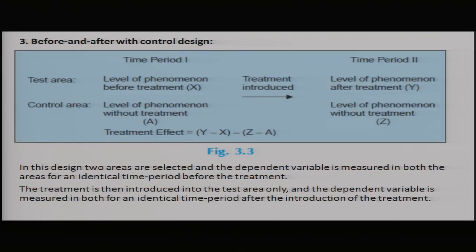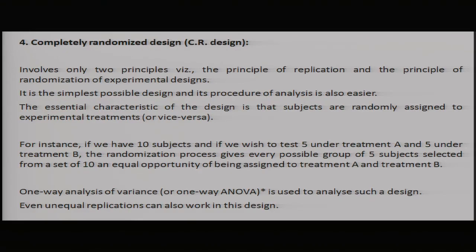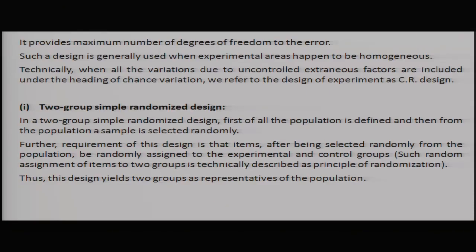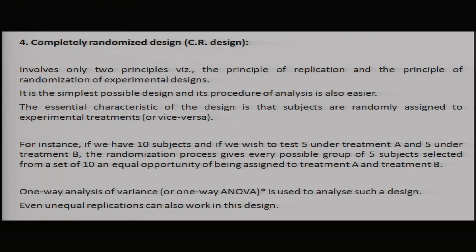Okay. Before and after with control design. So you will have a control area and you will have a test area. So level of phenomena before treatment, then treatment is introduced, then level of phenomena after treatment is taken care of. Okay. So the CR method, that is completely randomized design, involves two principles, principle of replication and randomization. With that CR design, you are going to do this survey, this design. One-way analysis of variance, ANOVA, which comes in unit 4, is used for analysis of such a design. Even unequal replication can also work for this design.